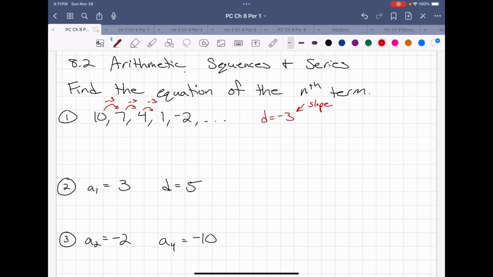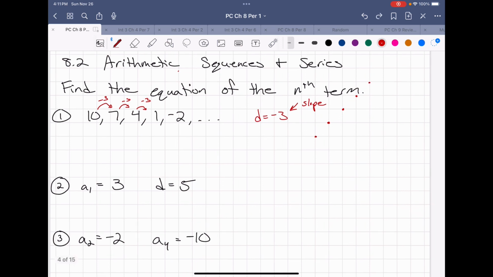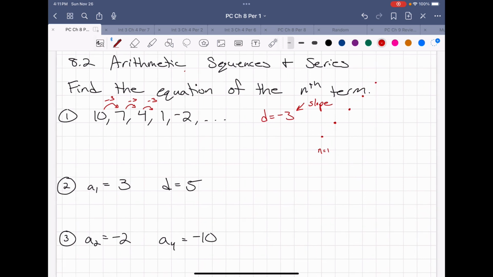Because in an arithmetic sequence, the dots are linear, but it is discrete, right? We're not connecting the dots because our x-axis is n, and n cannot equal 1.5. So we can't connect the dots between those two values. So we jump to just the whole number n values. But it still has a slope, which is represented by d.